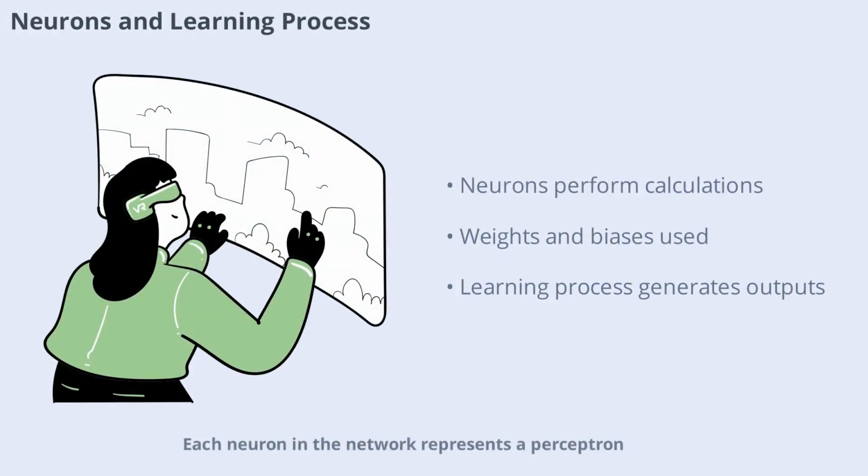Each neuron in the network represents a perceptron performing calculations based on weights and biases. The learning process involves summing inputs, applying activation functions, and generating outputs. This mathematical approach enables the network to learn from data and make accurate predictions.